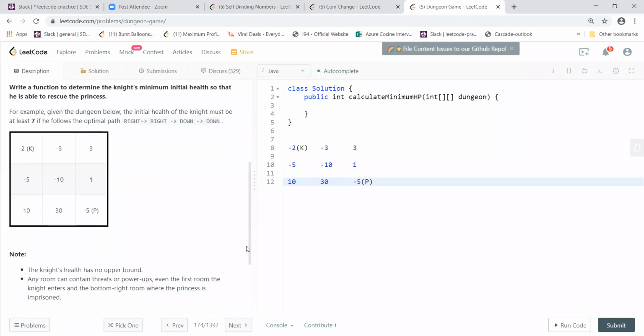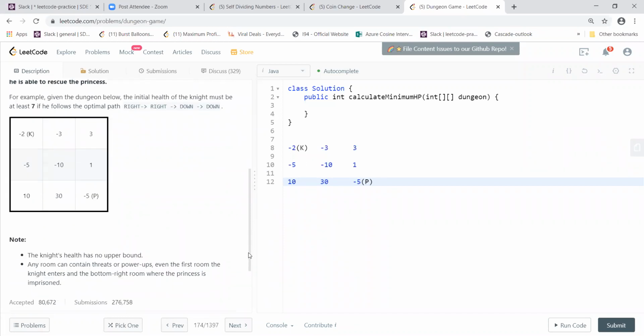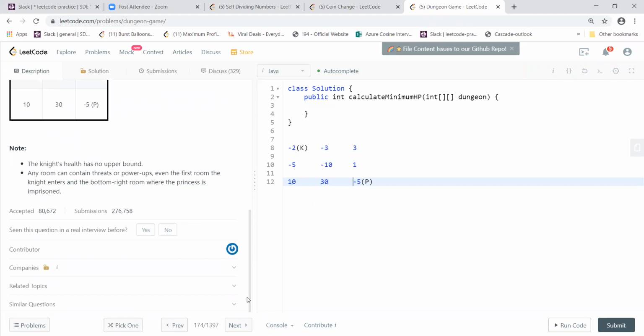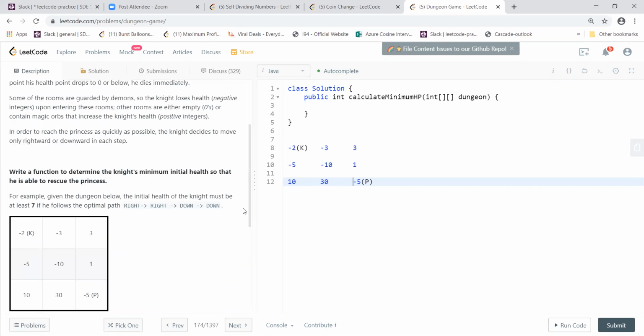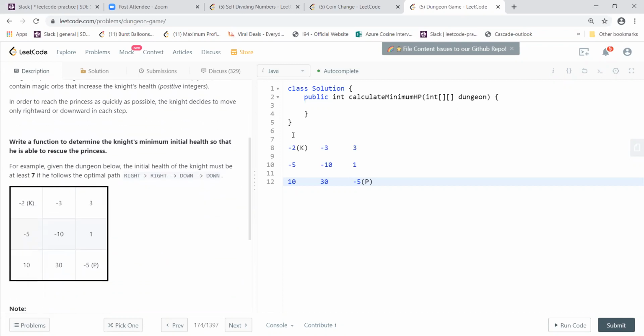And then what we need to find out is an optimal path wherein he can reach the bottom right cell, and we need to find out the minimum health points required for him to reach the bottom right. Okay, so this is what the whole problem statement talks about.